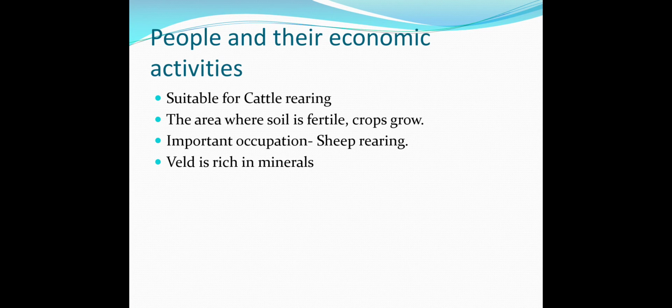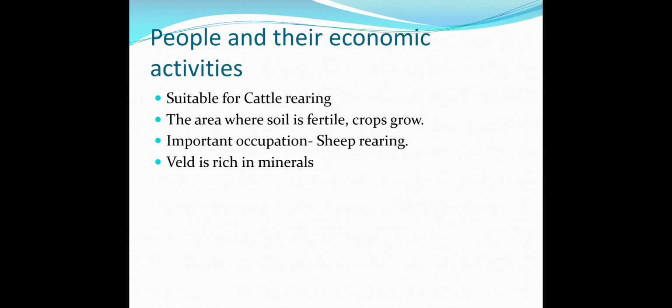Now, what is mohair? I said that it is the largest producer of mohair in the world. Mohair is a fabric which is made from the hair of Angora goat. Then one more important thing to know here is that it is rich in minerals. Gold and diamond have attracted Europeans to South Africa.